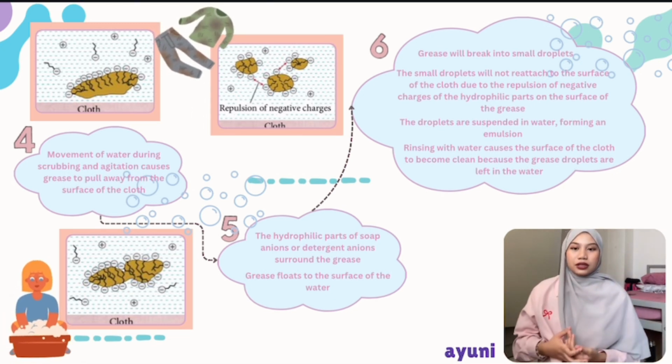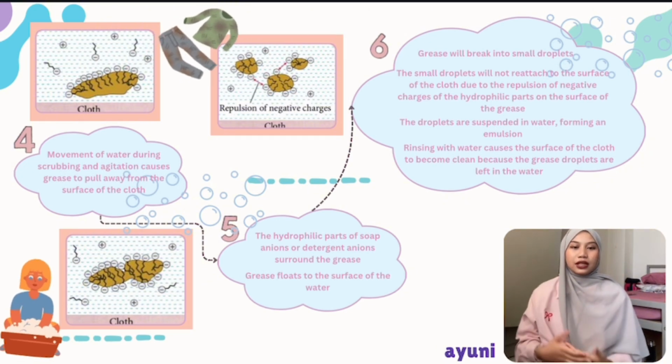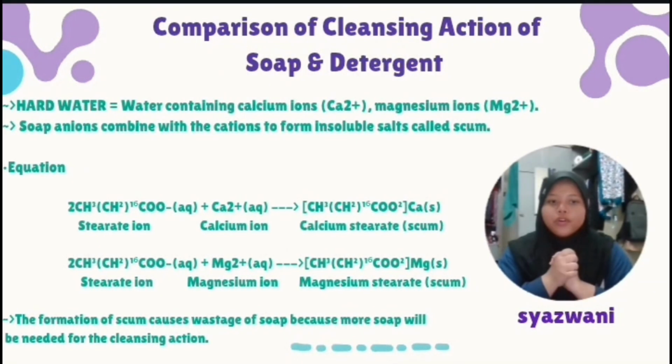Rinsing with water causes the surface of the cloth to become clean because the grease droplets are left in the water. So next is the comparison of the cleansing action of soap and detergent. First is hard water. What is hard water? Hard water is water containing calcium ions and magnesium ions.